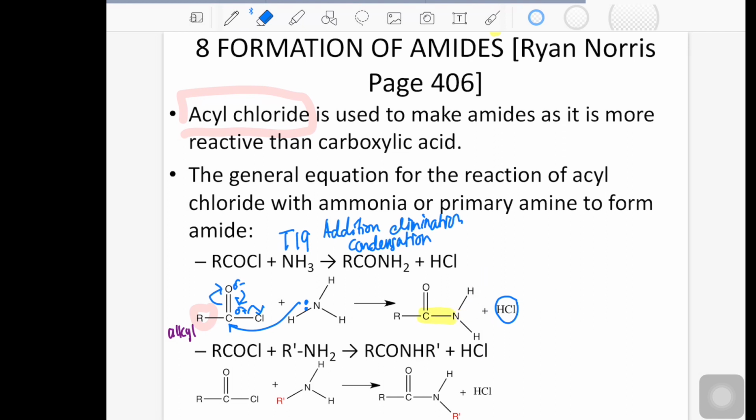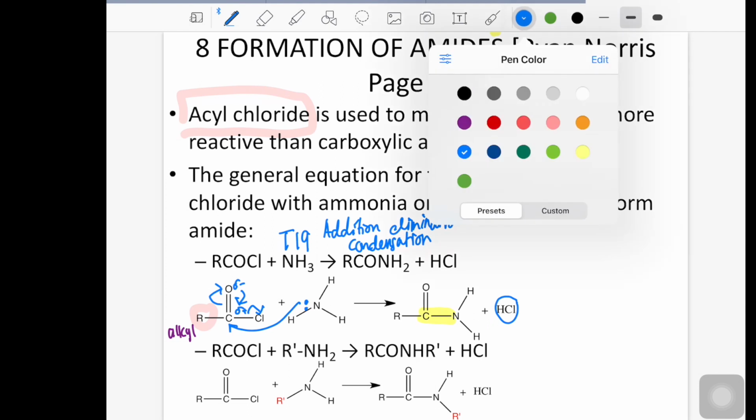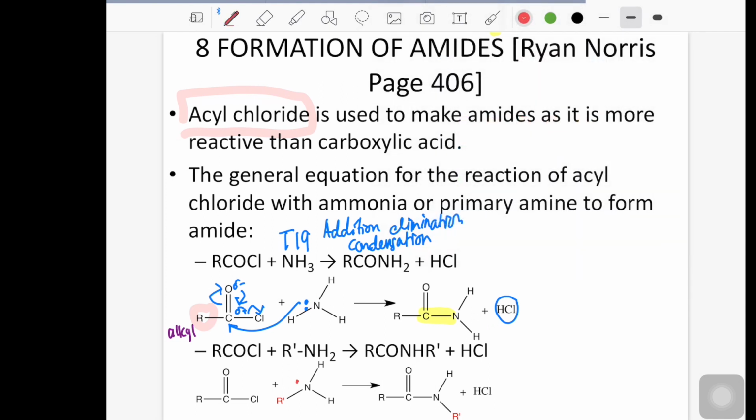The next one is showing you the reaction of an acyl chloride with a primary amine. R1 over there again is your alkyl group. This time you don't have 3 hydrogen, you have 2 hydrogen instead, but one of the hydrogen is substituted by an alkyl group. We write it as R1. So again, same mechanism.